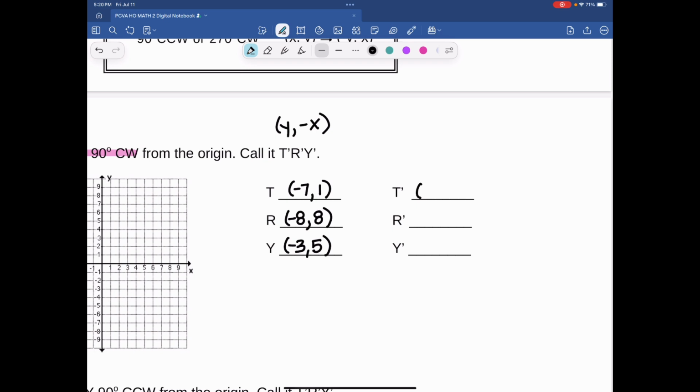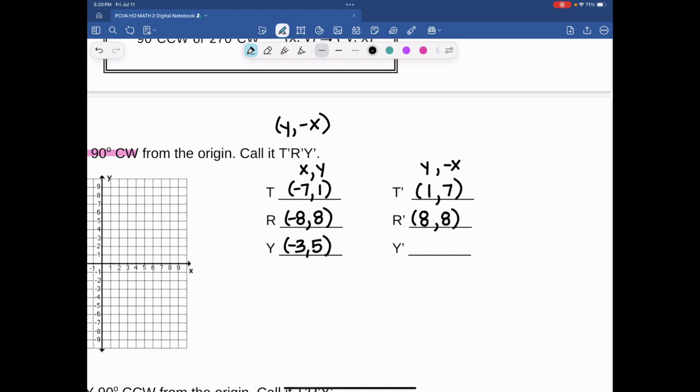So if we apply that rule for the prime, we're going to flip the X and the Y, but the original x is going to change sign. So remember, this is your x and this is your y. When we flip this, the 1 is going to go in the x spot, and the -7 is going to go in the y spot, but we're going to change signs. So that's going to become +7. Just like the R, the x is going to become a +8, and then the y is just going to stay +8. So remember, this is becoming y and -x.